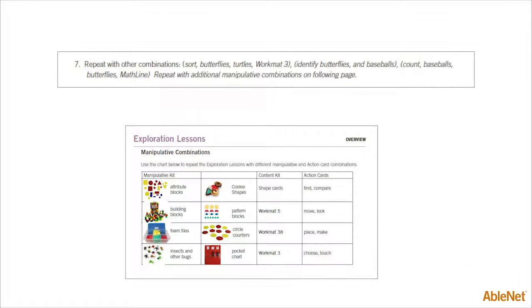The last step is step 7. The instructions in this step show how to repeat the lesson with different manipulative combinations. Those manipulative combinations are listed in italics right in step 7. The expectation is to repeat the entire lesson with the new set of listed materials. The manipulative combinations are found on the following page. Use the listed combinations on this page to conduct the new exploration lesson.